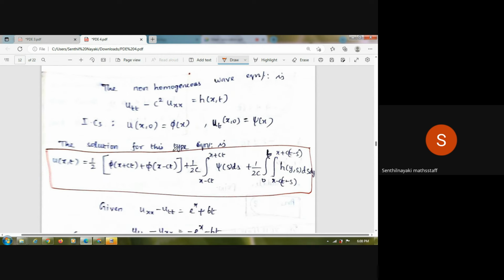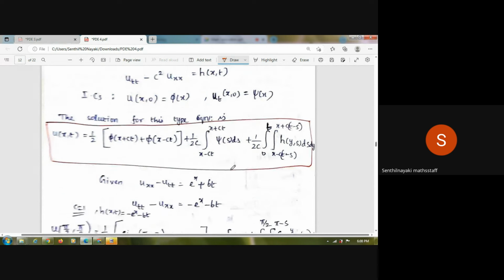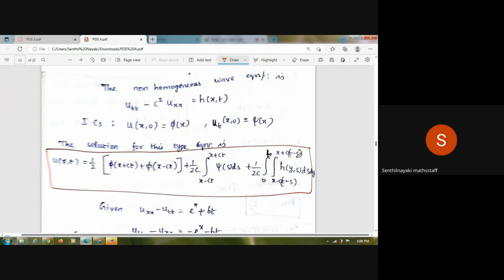Okay, the solution for this type is u(x,t) = 1/2 [φ(x+ct) + φ(x−ct)] + 1/(2c) ∫ from x−ct to x+ct of ψ(s) ds + 1/(2c). So this term is especially dedicated to the right hand side function.